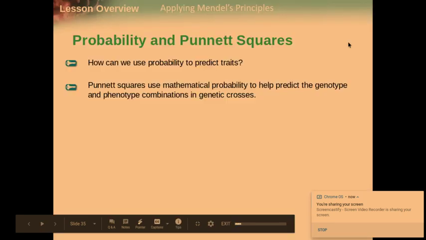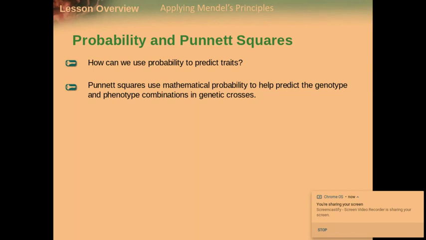Hey guys, this is a continuation on our genetics discussion. So today we're going to get into probability and Punnett squares, as you can see on the screen. So the question here is, how can we use probability to predict traits? Punnett squares use mathematical probability to help predict the genotype and phenotype combinations in genetic crosses. So hopefully you remember what genotype and phenotype are from your vocab, but we'll go over that.